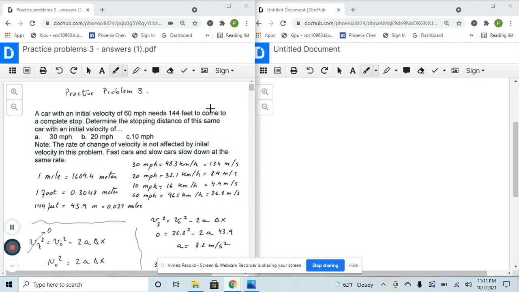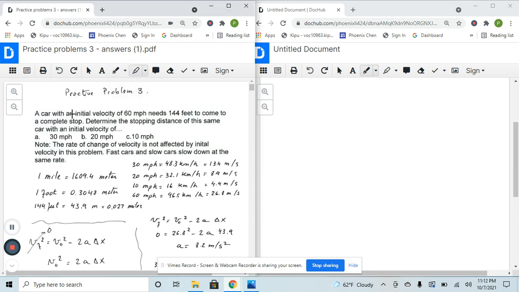Okay, so let's look at this problem. It states that a car with an initial velocity of 60 miles per hour needs 144 feet to come to a complete stop. Determine the stopping distance of this same car with an initial velocity of A, 30 miles per hour, B, 20 miles per hour, and C, 10 miles per hour. Note the rate of change of velocity is not affected by initial velocity in this problem. Fast cars and slow cars slow down at the same rate.